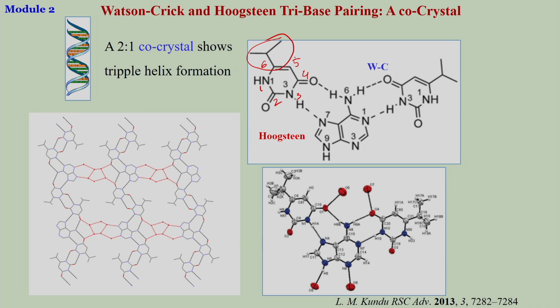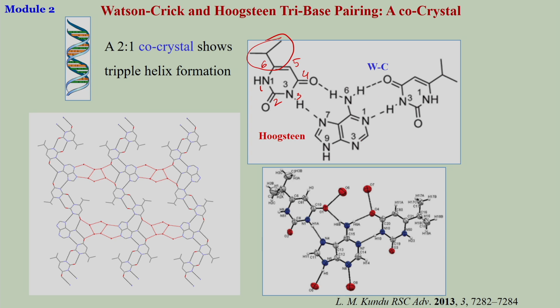Thymine was methyl at the 5 position. So, this compound is isopropyl in the 6th position, and this is also the same molecule. Two of this molecule pair up with a single adenine. Usually it is one adenine versus one thymine.